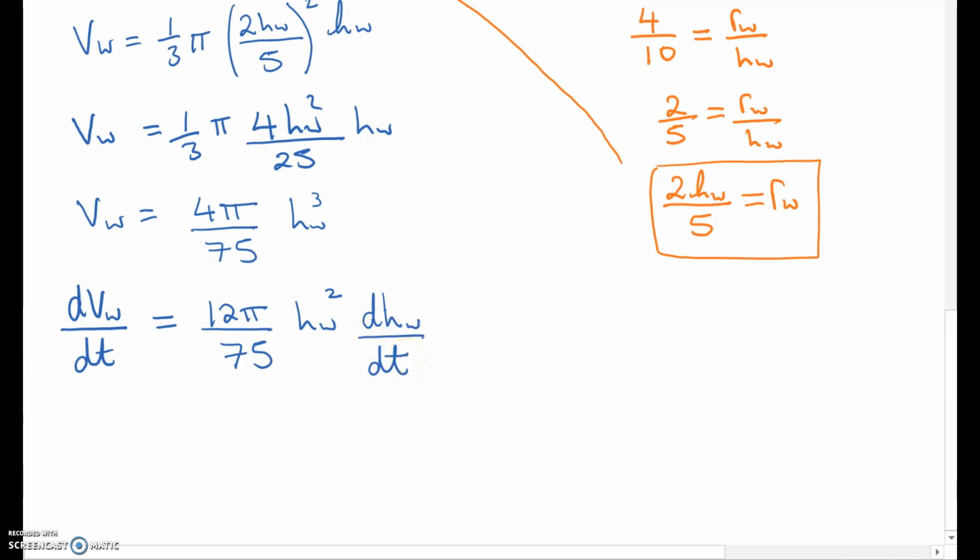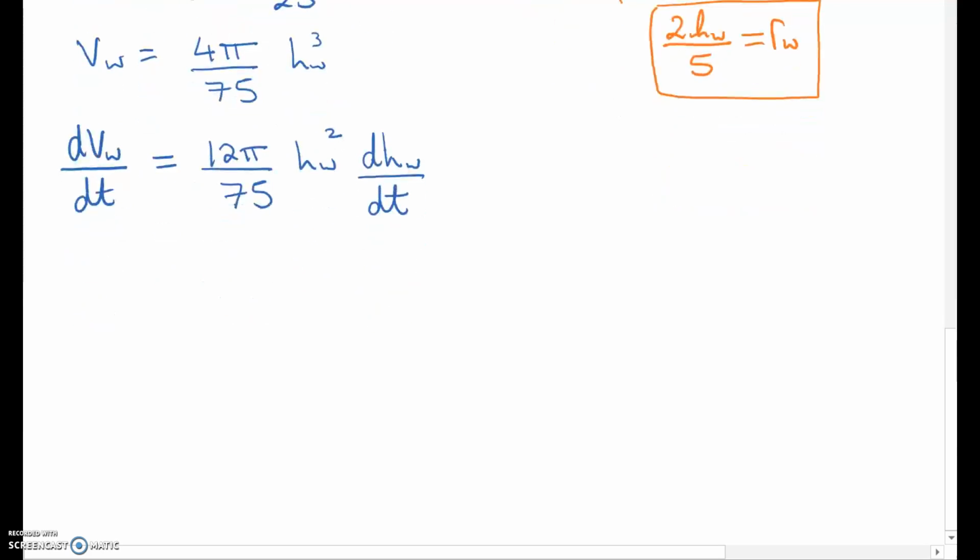Okay, and at this point we know dVW dt, we know HW squared because we're asked to find this when the liquid is 6 centimeters deep, and the only variable that we have left that we don't know is dHW dt, which is what we're after. So if we fill that in, that's going to be minus 7 is equal to 12 pi over 75. We can leave that like that. You can break it down if you want, but you can leave it like that. H was 6. We were asked to do this when H was 6, so 6 squared dHW dt.